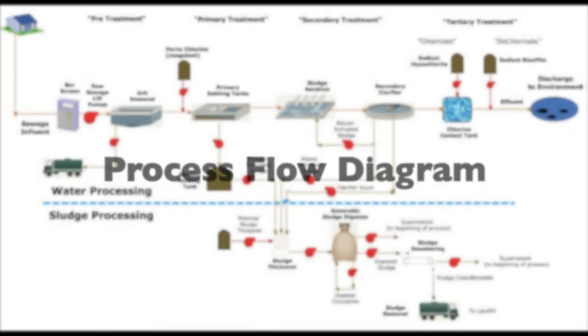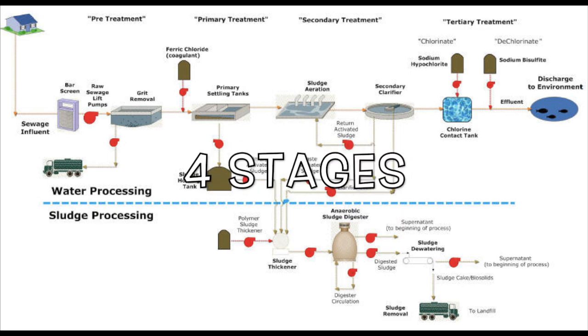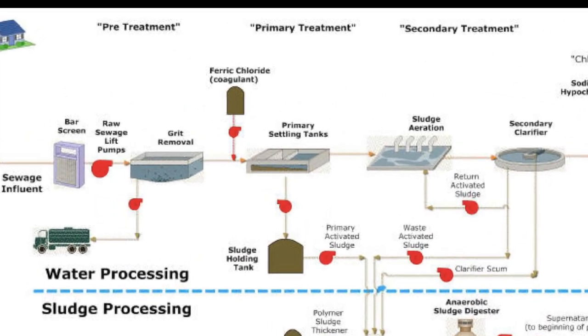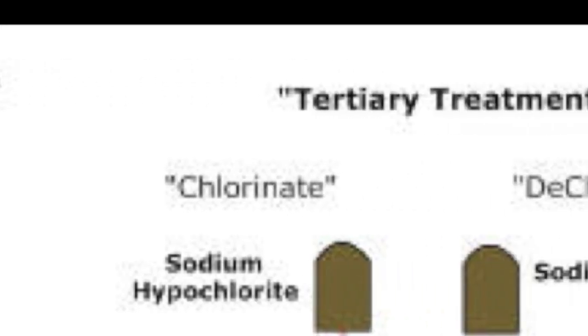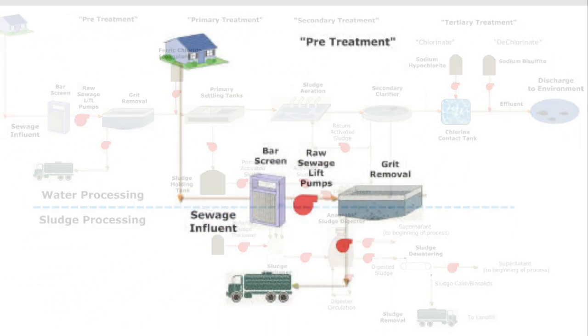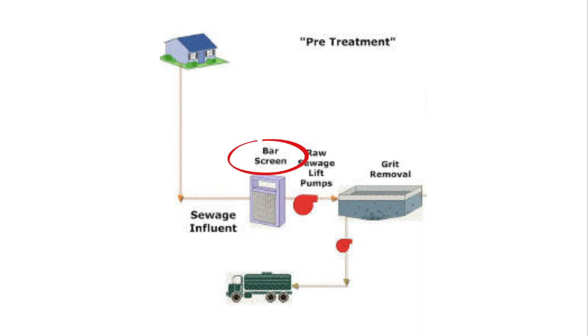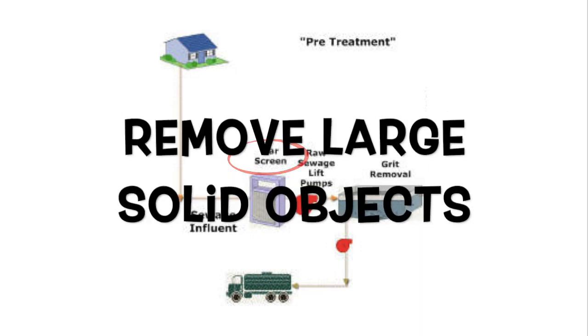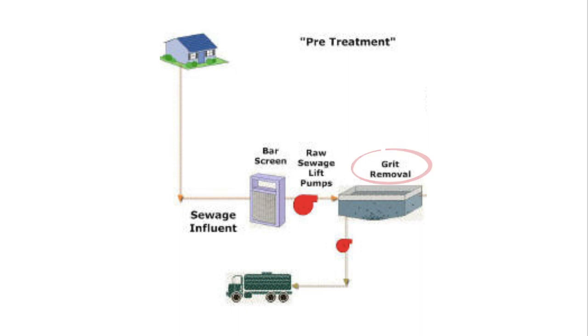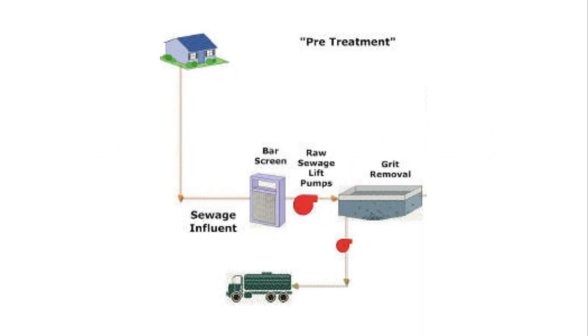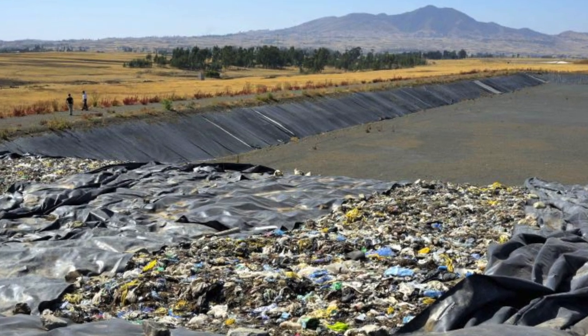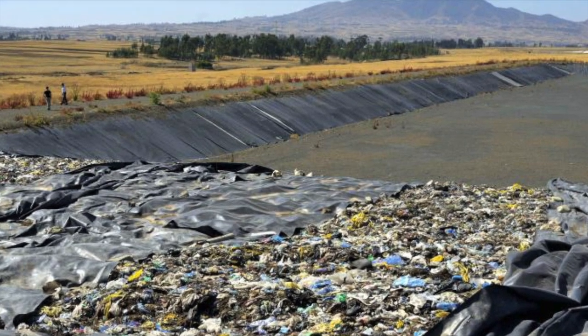Process flow diagram. There are 4 stages to treat the wastewater: pre-treatment, primary treatment, secondary treatment, and tertiary treatment. The raw wastewater is sent through a bar screen to remove large solid objects. Then it will enter the grit tank to allow small materials that cannot be caught by the bar screen to settle to the bottom. All the collected debris from the pre-treatment process is disposed at a sanitary landfill.